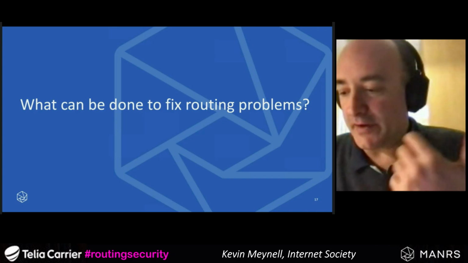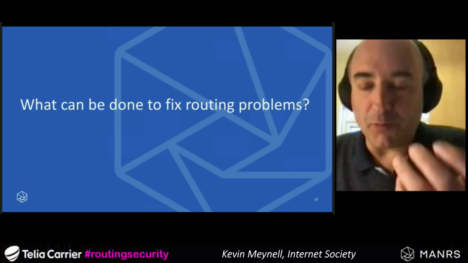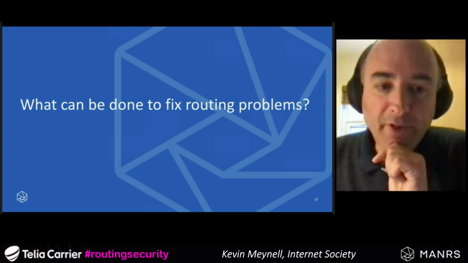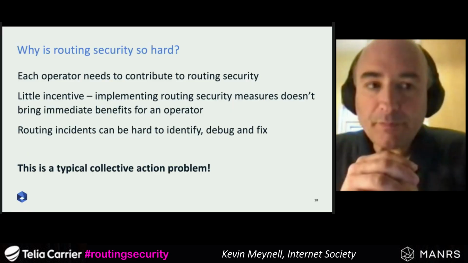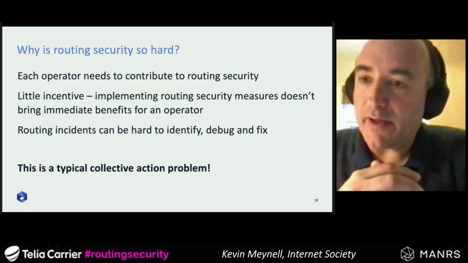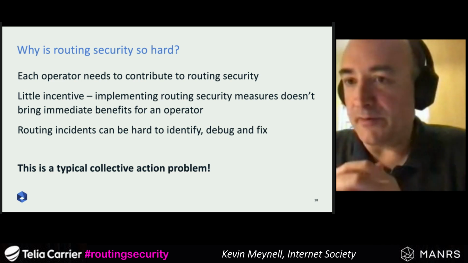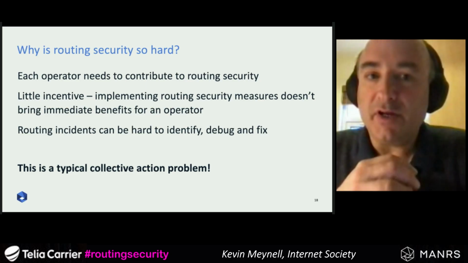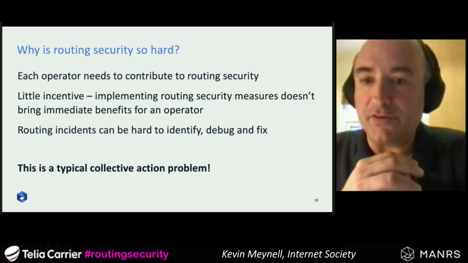Okay, so that's the basic explanation of what the problems are. But what can we do to actually fix these problems? Well, maybe we need to give an explanation of why, if these problems are well known and have been well recognized for many years, it is still happening. Why is routing security so hard?